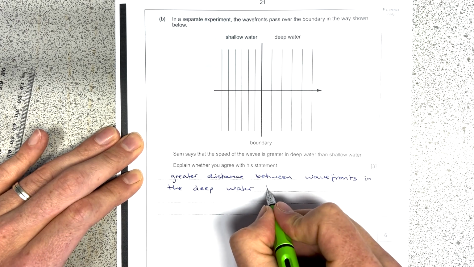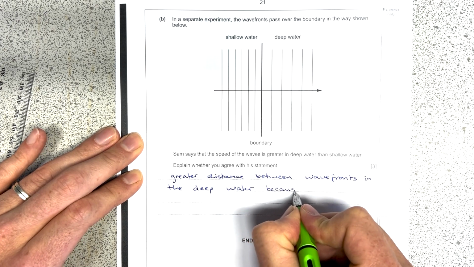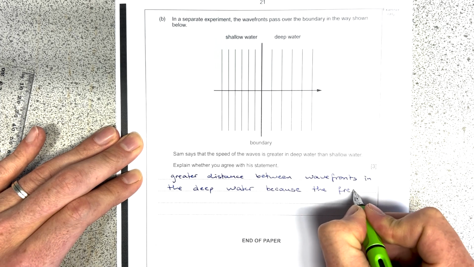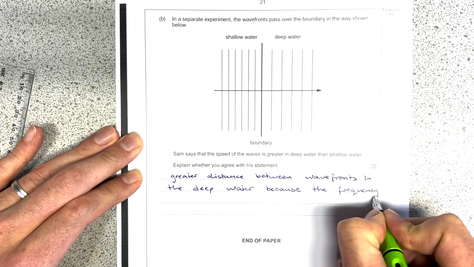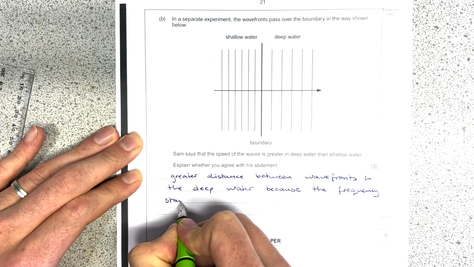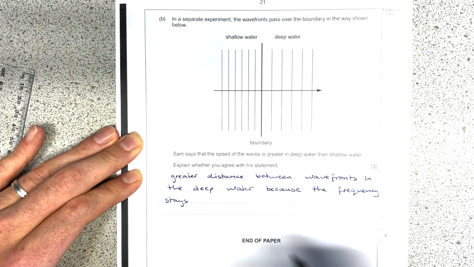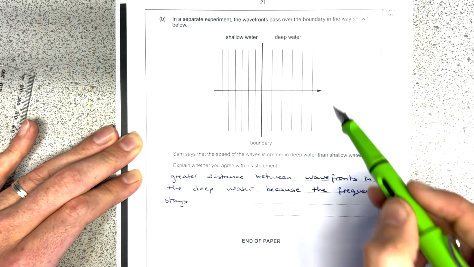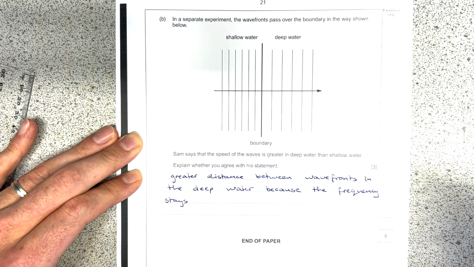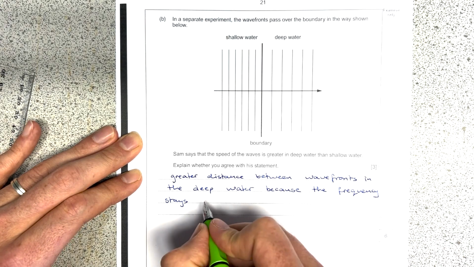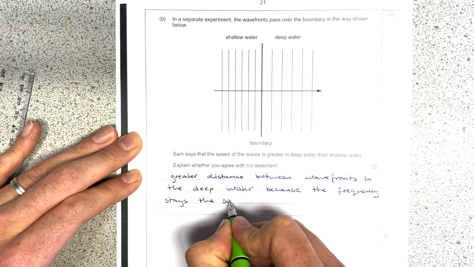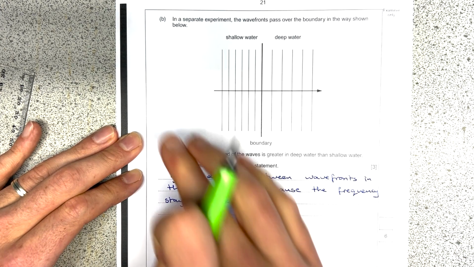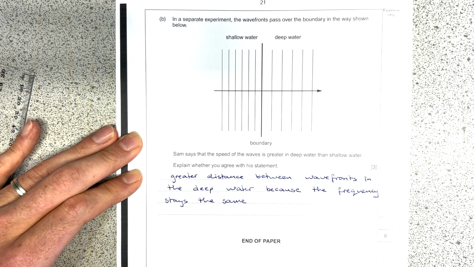Then I'm going to say because, and this is an interesting thing you need to know, is that the frequency stays the same. So the frequency of a wave always stays the same. That's one of those things that doesn't change. Even as it changes from shallow to deep and the wavelength gets bigger or smaller, the frequency will always stay the same. You have to know that, all right? There's no hiding in the question there. That's something that you need to remember.